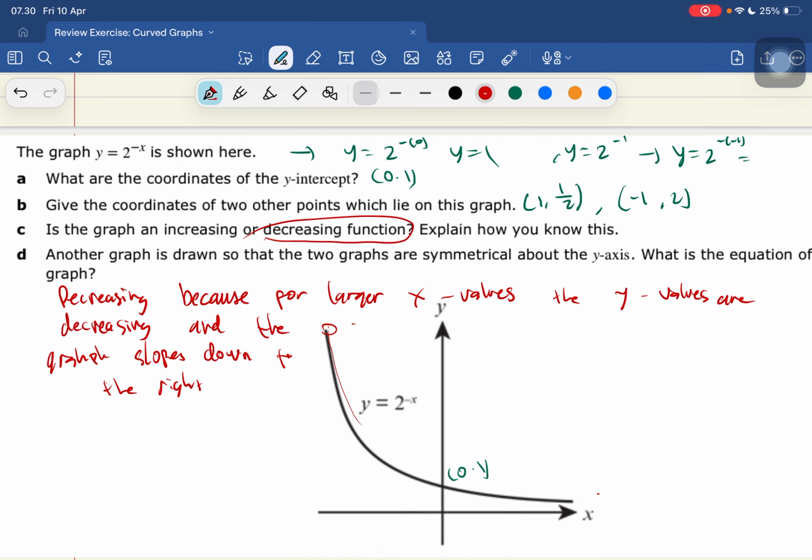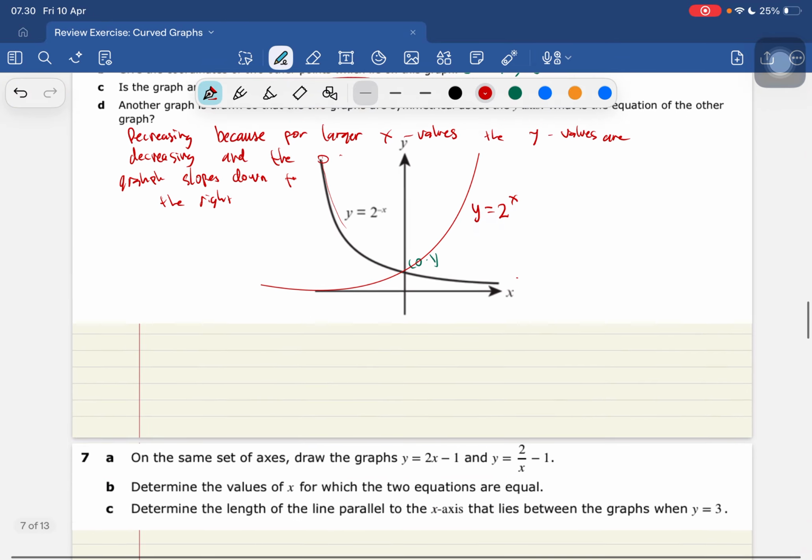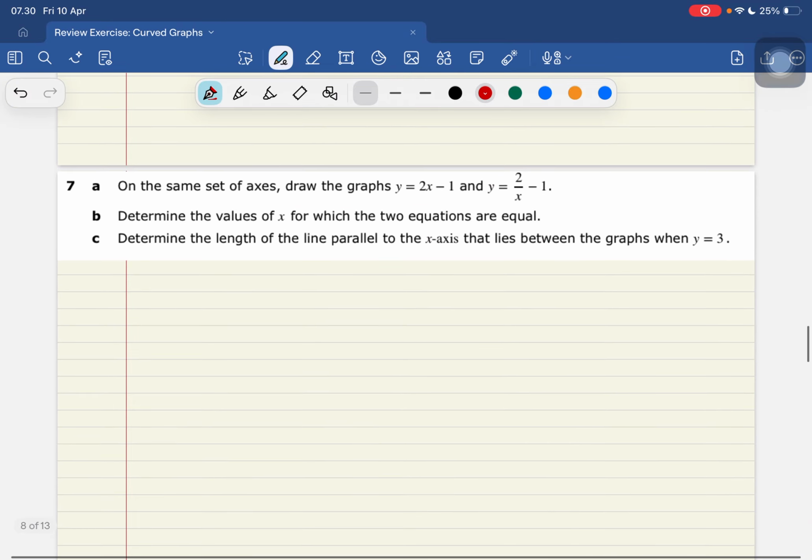Okay, if it is symmetrical, it's going to look like this. This is negative x, so the symmetrical graph is going to be y equals 2 to the power of positive x. There it is. Okay, on the sheet of axes, draw the graphs. To draw the graphs, we can just use the key points.